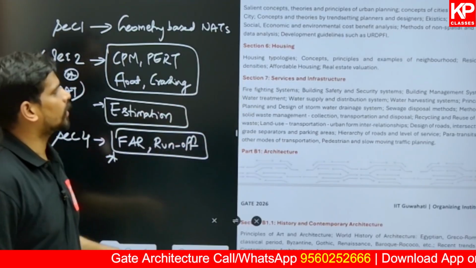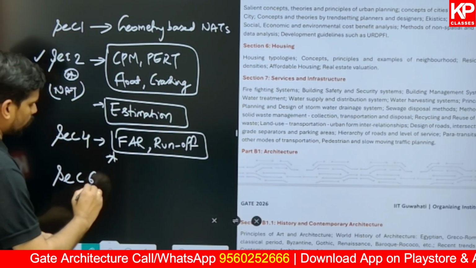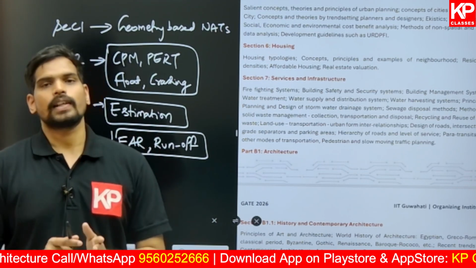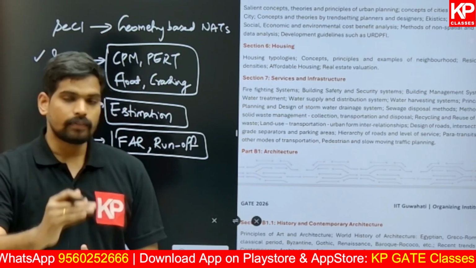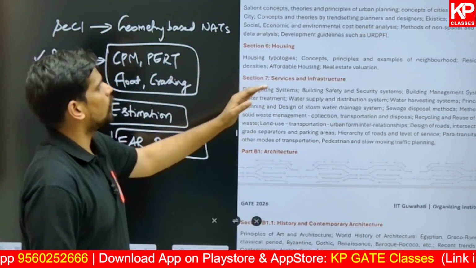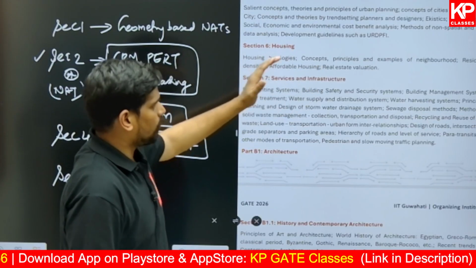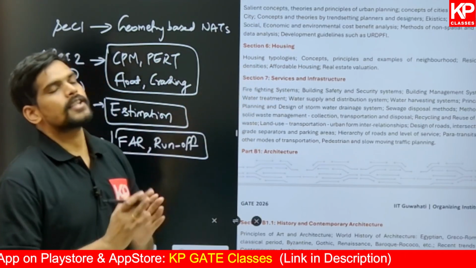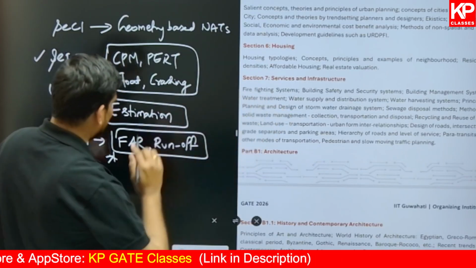So it's predominantly theoretical. Section 6 again is an important section from a numericals point of view, wherein every year at least one numerical from housing will be asked in the common part. Now these are areas which are repetitive every year. So from housing you have the housing concepts, housing typologies, concepts, principles and examples of neighborhood, residential densities. Now that's a numerical area which is asked every year, affordable housing and real estate valuation.